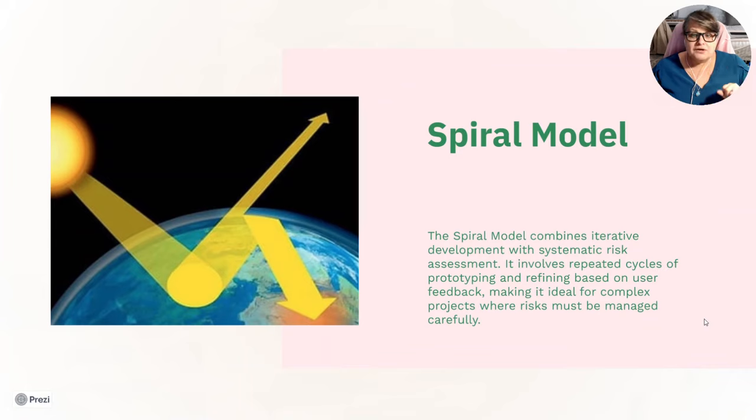The spiral model combines iterative development with systematic risk assessment. It involves repeated cycles of prototyping and refining based on the user feedback, making it ideal for complex projects where risks must be managed carefully.